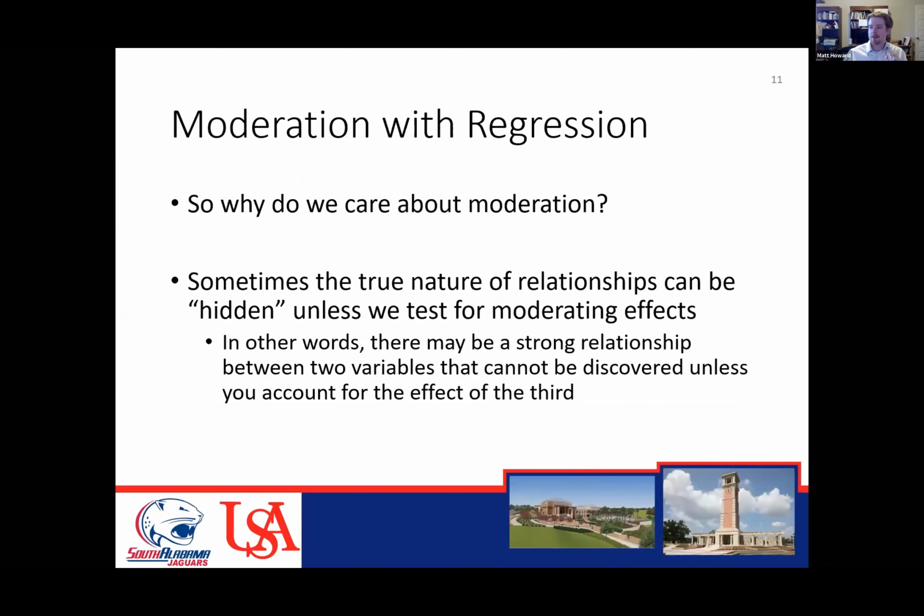One thing you might be asking yourself is, why do we care about moderation? One reason we might care about moderation is sometimes the true nature of a relationship might be hidden unless we test these moderating effects. The true relationship between two variables might be hidden unless we test these moderating effects. So for instance, there might be a very strong relationship between two variables that cannot be discovered until you account for that third variable. Then it might look like two variables have no relationship, but once you account for that third variable, suddenly it's a very strong relationship. And we'll see that in the following two slides.